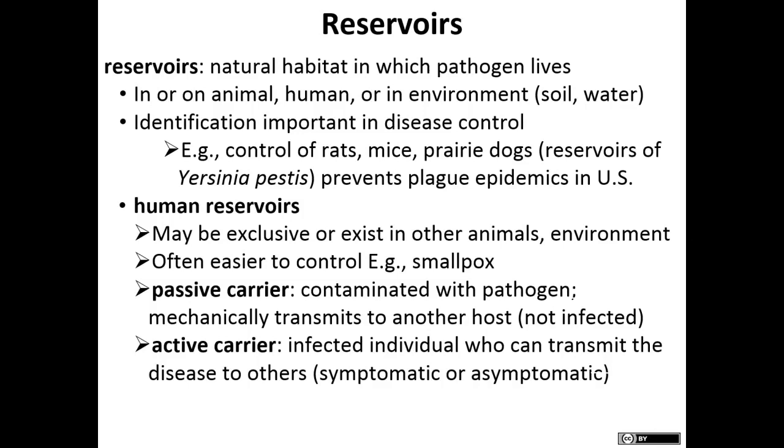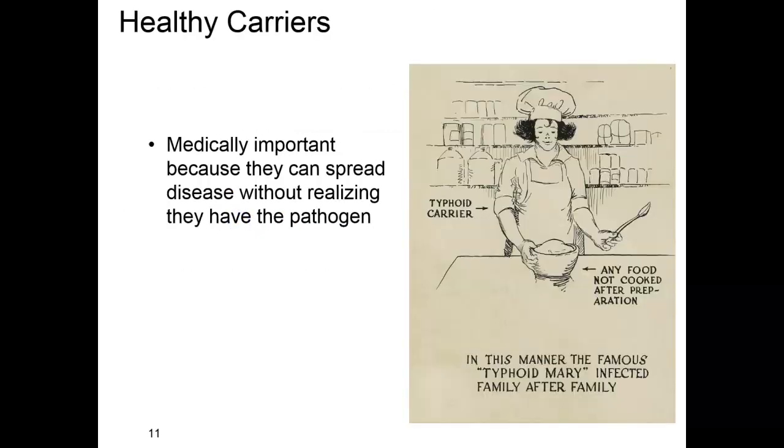Asymptomatic would be something like a cold sore. The herpes simplex virus can be asymptomatic, but it can still be transmitted to others. HIV is another example of an asymptomatic infection. Sometimes we have healthy carriers, and healthy carriers are very important. If you are asymptomatic, you don't know you have a disease, you can still carry that disease and pass it on.